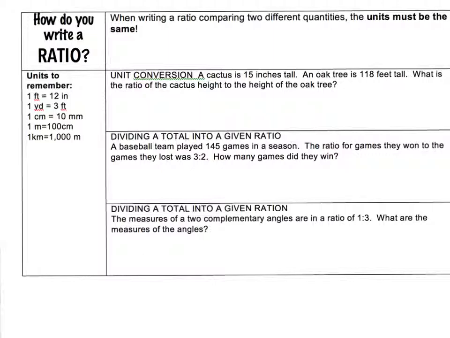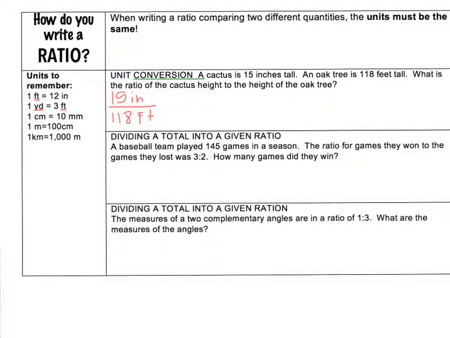So let's set it up. We have the ratio of the cactus, which is 15 inches tall, to the oak tree, which is 118 feet tall. This gives us a comparison, but it's very specific. It's in inches and feet. I should be able to use my ratio to compare the two quantities, in this case the cactus to the oak tree, in any circumstance, given any unit.